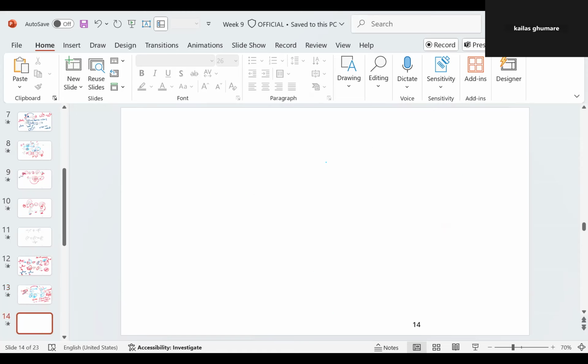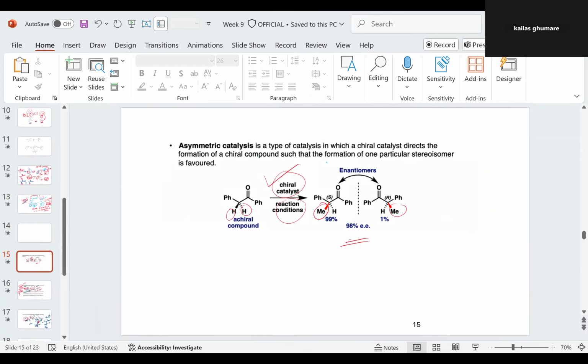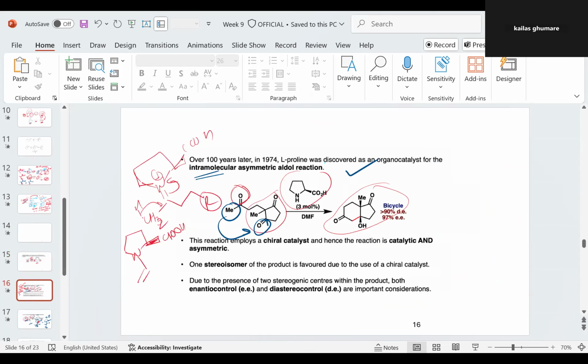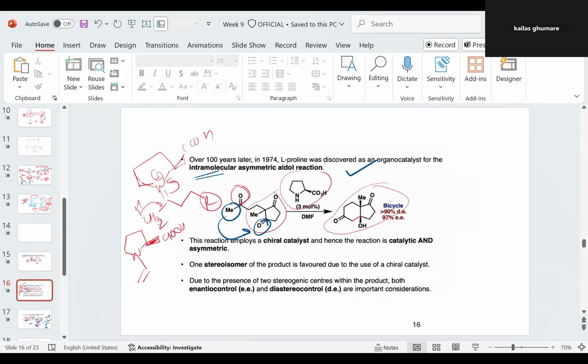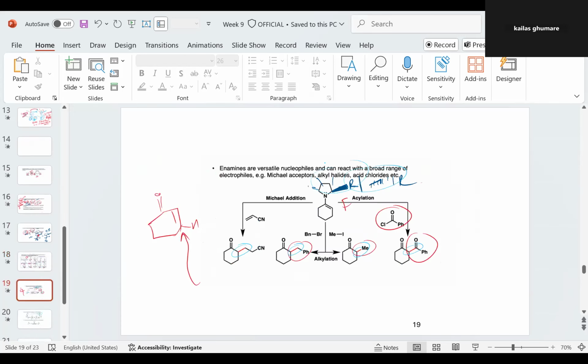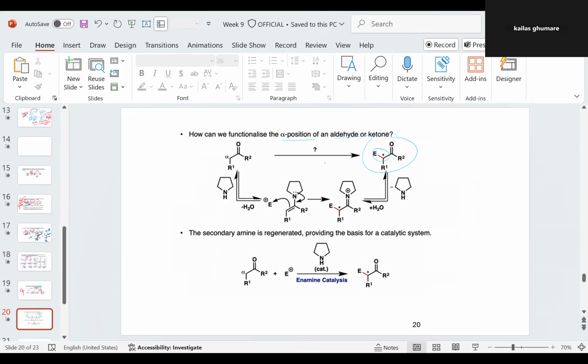So these are some examples, and I hope all these examples are good enough to understand the use of chiral auxiliary, and also the use of imine catalysis. Yeah. So if you have any doubt, please let me know, or we'll stop here for today.